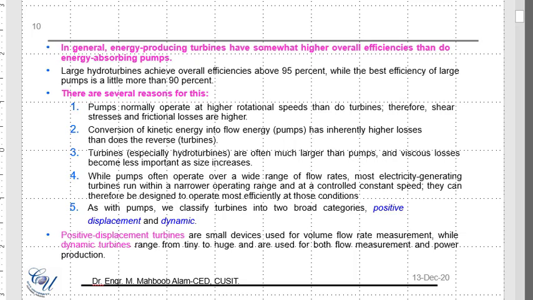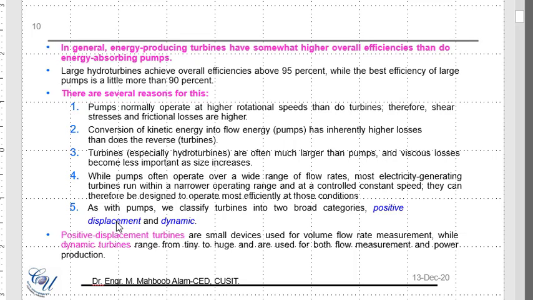Fine. Basically, we classify the turbines into two broader categories. One is the positive displacement turbines, and then there would be some other classification in that, and then there are dynamic turbines. The basic difference between them is that these positive displacement turbines are usually used for measuring the flow rates. Fine, but these are small turbines. We'll see an example maybe in a couple of slides. They are only used for the flow rate measurement.